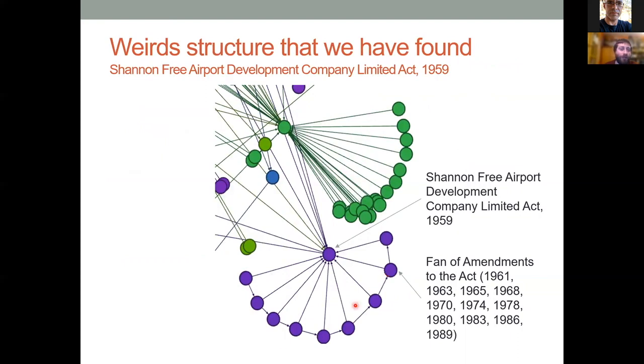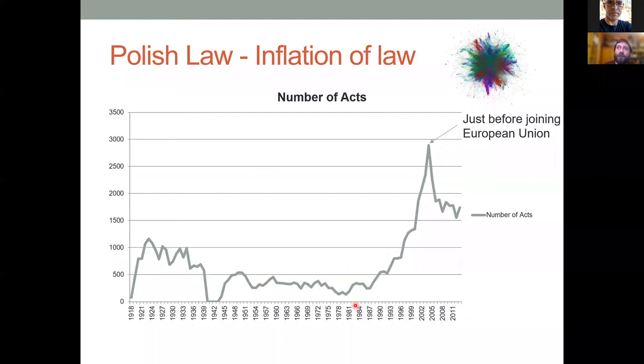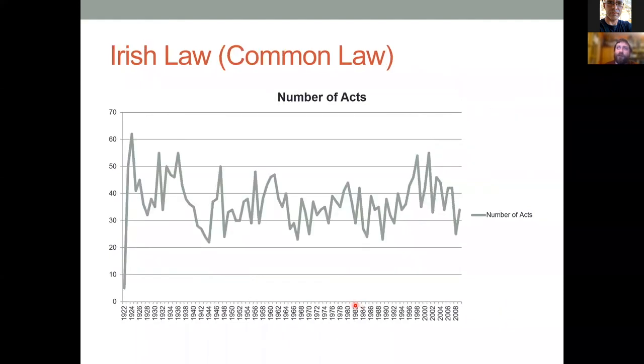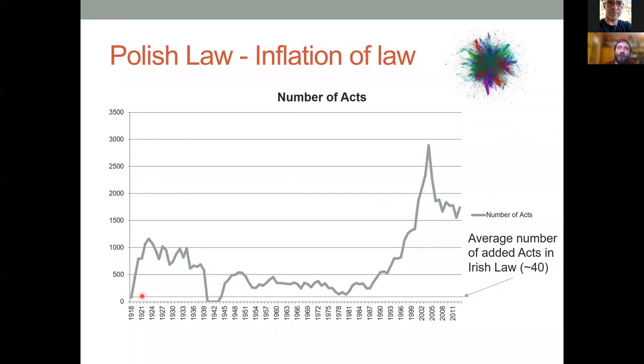This is from the Irish law, which shows the amendments to the act in the common law. This structure is very common in common law systems like the UK or Ireland. So the number of acts shows how common law tends to be much more dense and easier to govern the country with. With civil law, which is not common law, the number of acts, for example in Poland, could be extremely high.